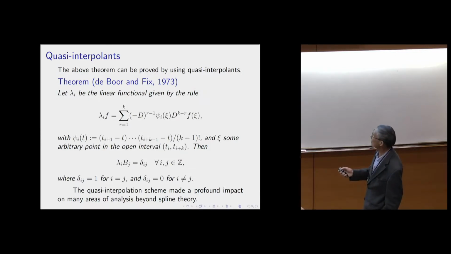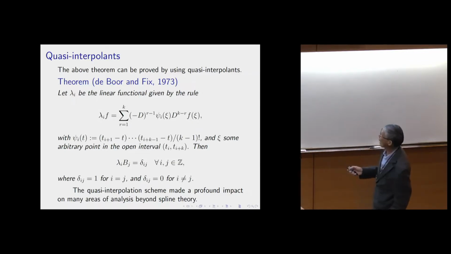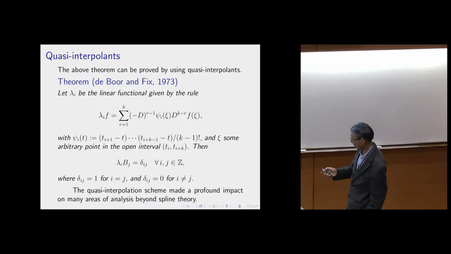So we have quasi-interpolation explicitly defined, and then this is the dual, lambda_i. Applied to B-splines B_j, we have delta_ij, that is the Kronecker symbol. So then it's easy to prove that B-splines form a basis. Okay.